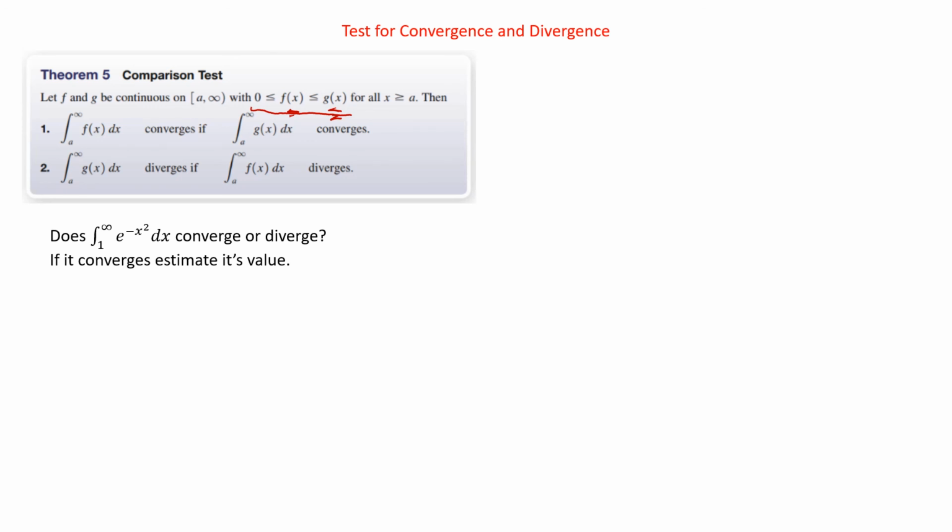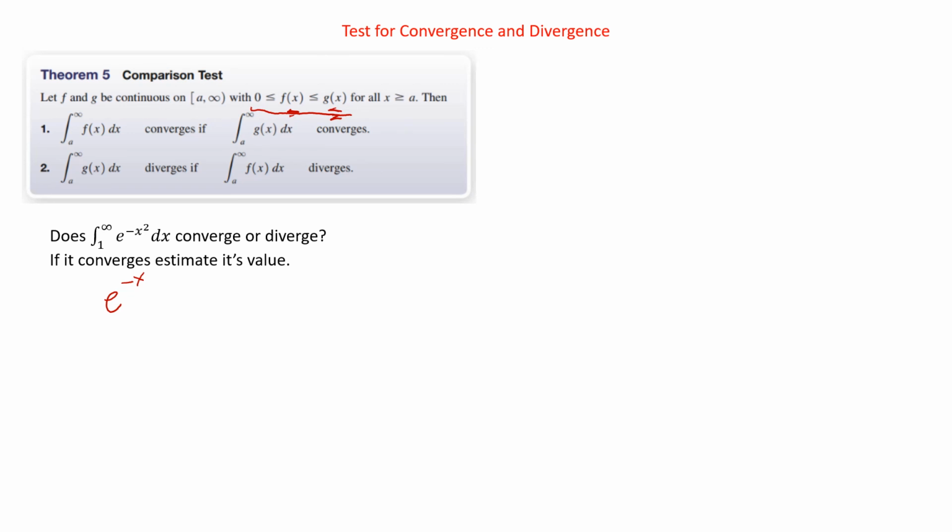We would have to use a calculator to do that anyway, and so we can't get an equation that we can find the limit of. So does it converge or does it diverge? Well, e to the something is always going to be positive. Then we just need to find something similar to it that's always going to be bigger than it or smaller than it. What's similar to e to the negative x squared? E to the negative x.